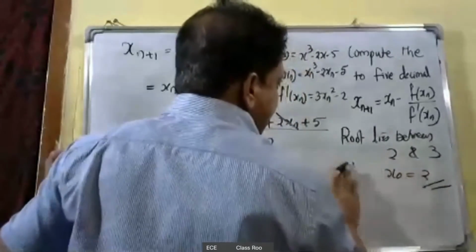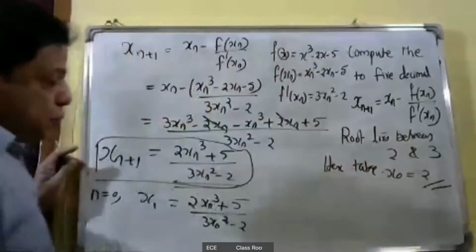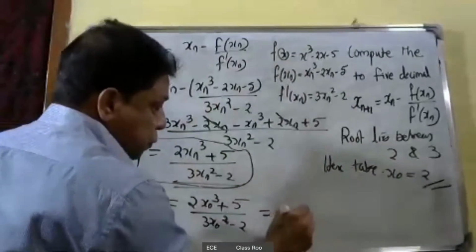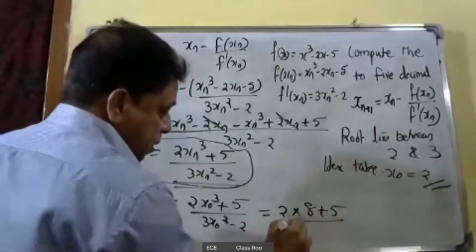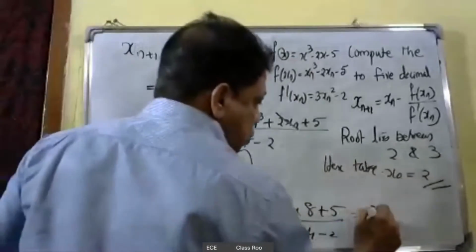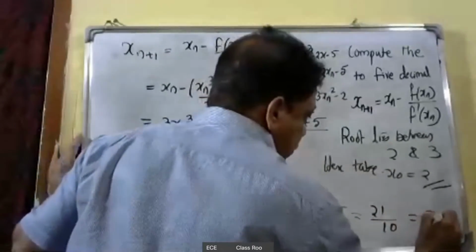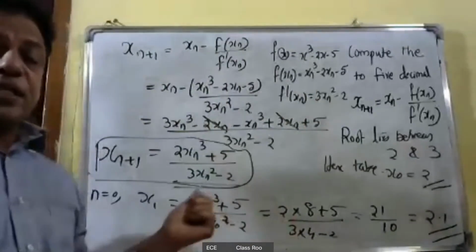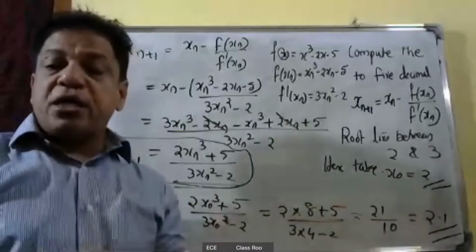We take x0 is equal to 2. Then substituting the value of x0 is equal to 2 here, we get 2 into 8 plus 5 divided by 3 into 4 minus 2, which is 21 by 10. That is equal to 2.1. When we take n is equal to 0, we get the value of x1 is equal to 2.1.